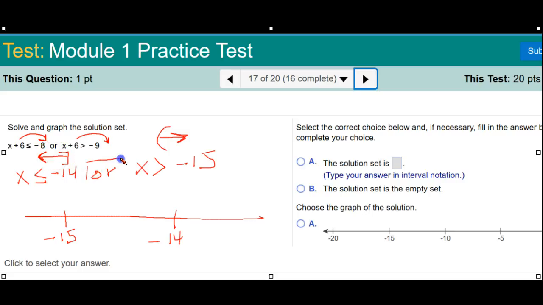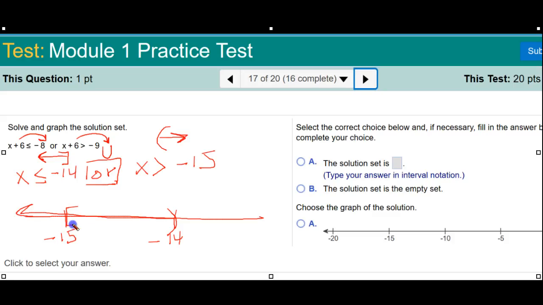But this is an or statement. Or is a union. So all of this has to be included. So what does your graph look like once you do that? And then converting this graph to interval notation, I can help you with this one a little bit here. So this is going to go this way.